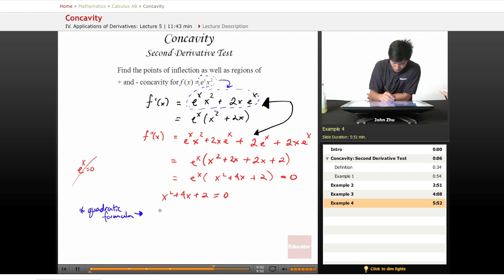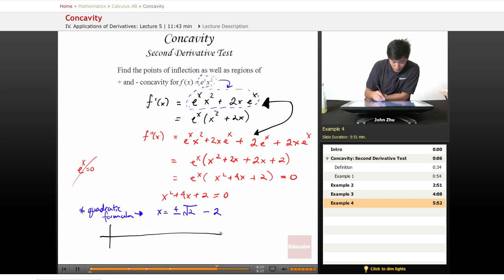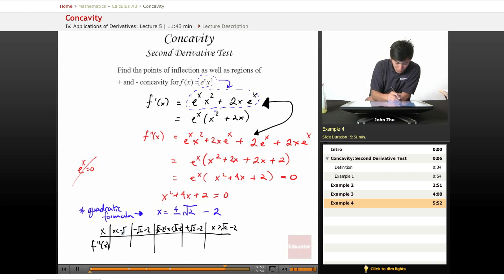And we get x equals positive and negative square root of 2 minus 2. So that is our point of inflection. Well, let's examine what happens there. So we have 5 divisions this time. One being negative root 2 minus 2, positive root 2 minus 2. And we have x between negative root 2 minus 2 and positive root 2 minus 2. So then x greater than root 2 minus 2 and x less than negative root 2 minus 2.